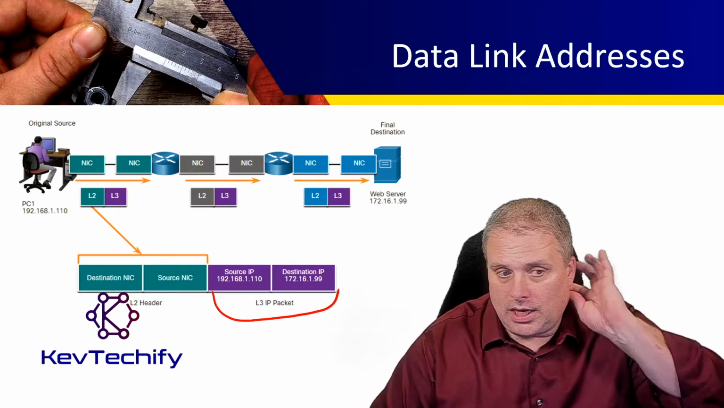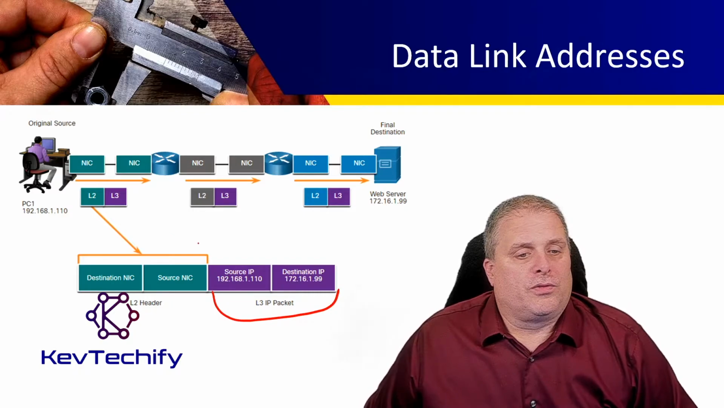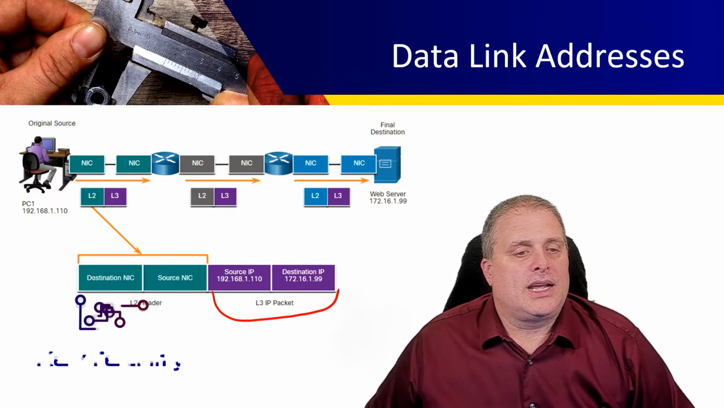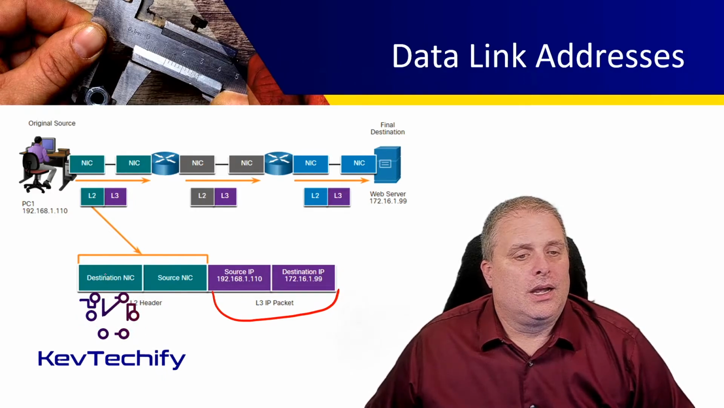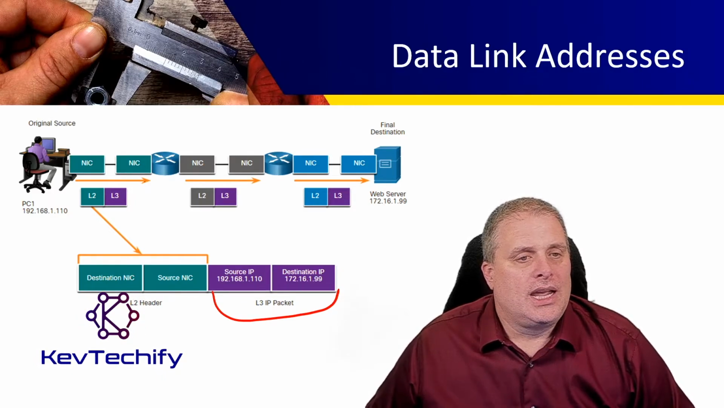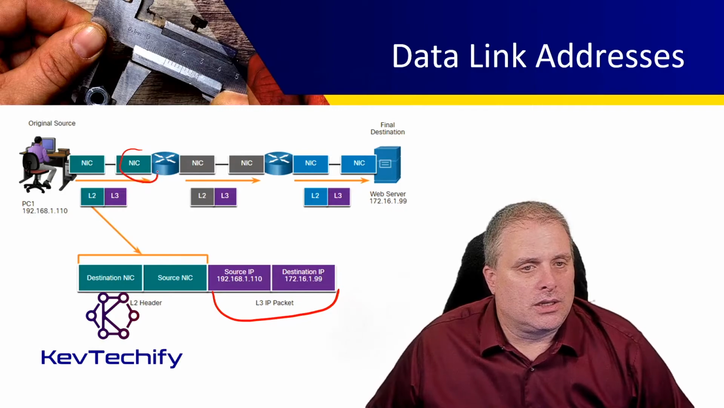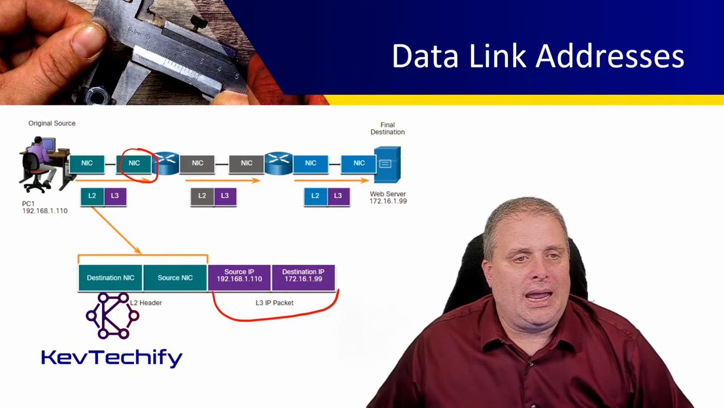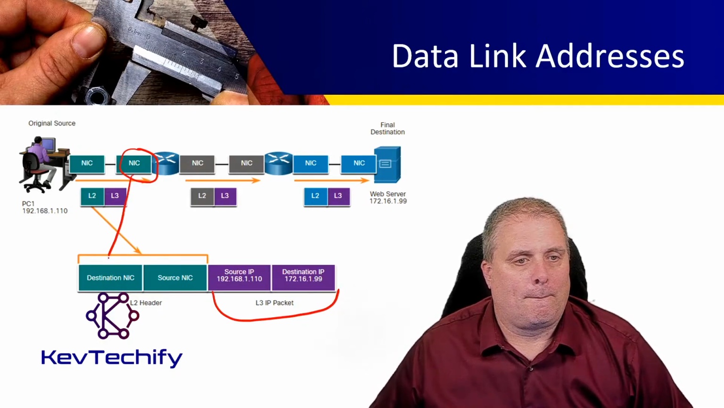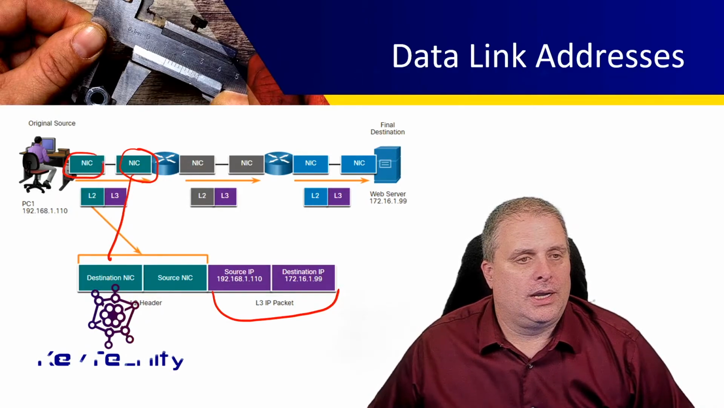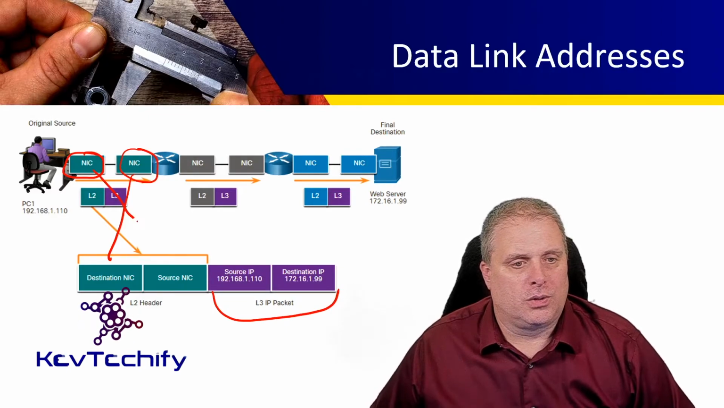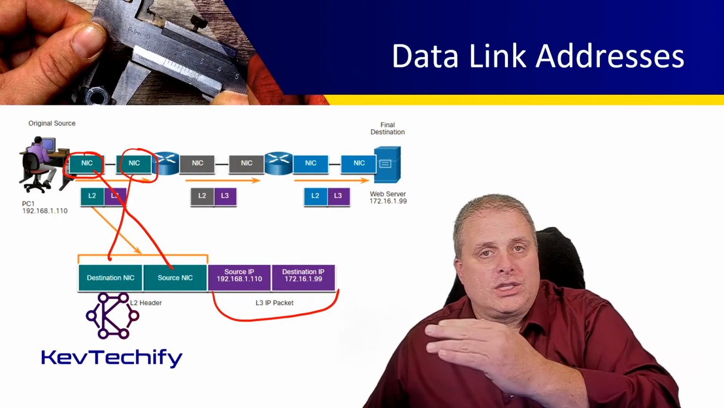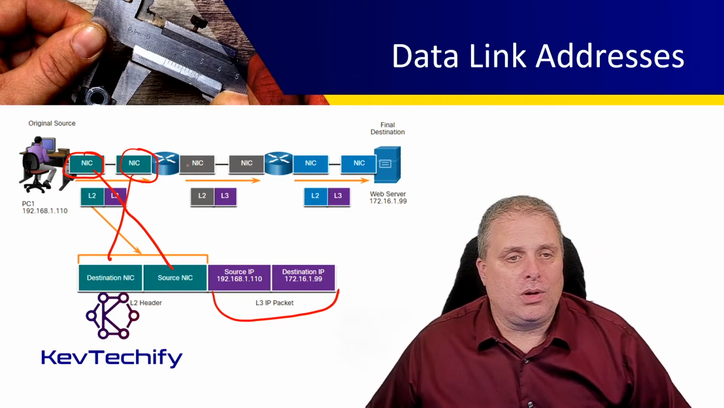And so looking here, for our first step, when it leaves the PC, our destination NIC, our destination MAC address is the MAC address that is right there. Our source, where it came from, is PC1. So that goes into there. Then that packet travels across the media, comes into the router.